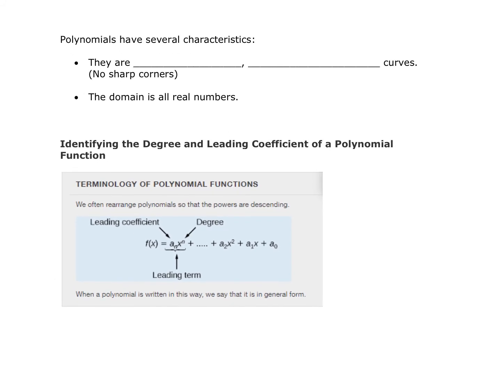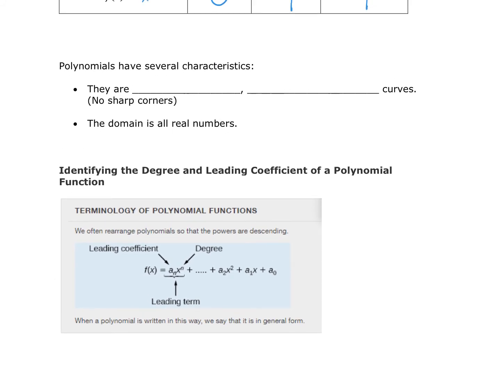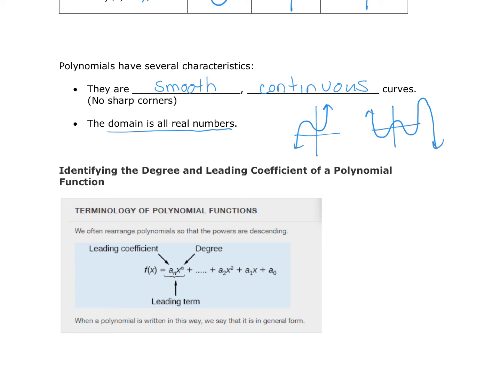Polynomials have a couple of characteristics. They are always smooth, continuous curves. That means we're going to have some wiggly things here with no holes and no sharp corners. And the domain is all real numbers.